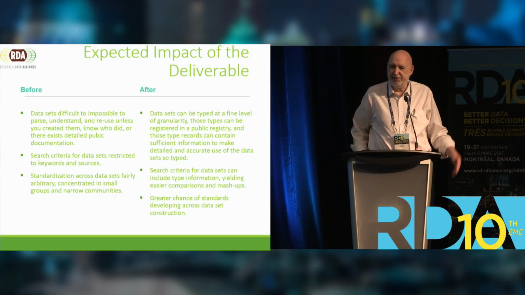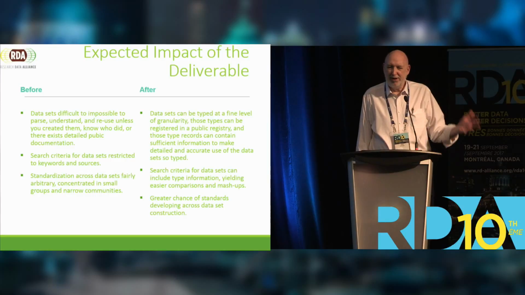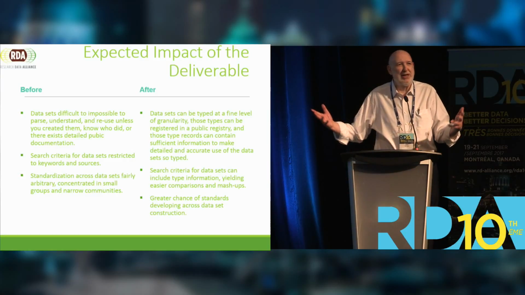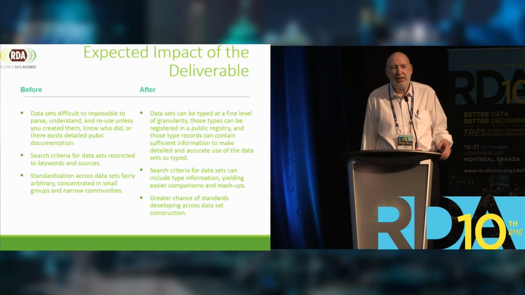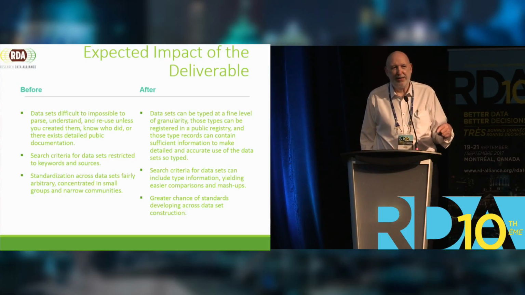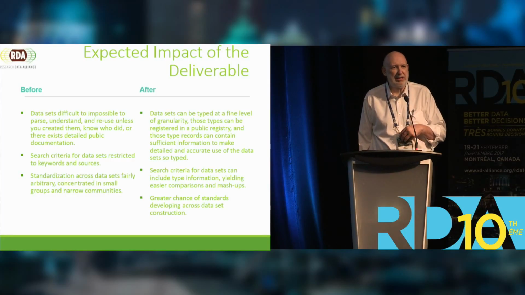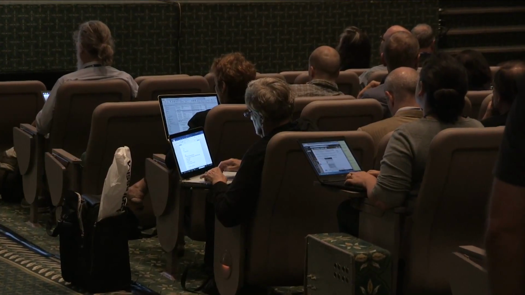Before, data set's difficult to understand. After, all is made clear. Before, it's hard to search for data. You can't search, the number 27 might yield a lot of data sets, but it's not a very effective search criteria. So typing can add to that. That was my surprise when I started the working group, is I didn't see that as a use case, but in fact, about half the people say that's the use case they're interested in.